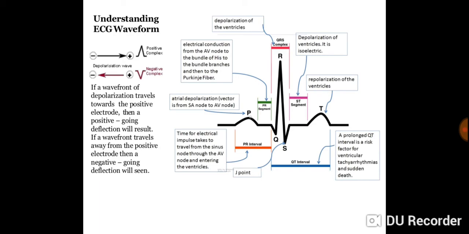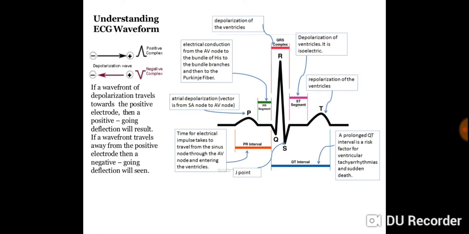The P wave represents atrial depolarization, the QRS represents depolarization of the ventricles, the T wave represents repolarization of the ventricles, and the PR interval, as we mentioned, is the time for the electric impulse to travel from the sinus node to the AV node to the ventricles. And then you've got the J point, the end of the QRS complex. You need to note it for evaluation of ST elevation MI a little bit later on. This is the ST segment.